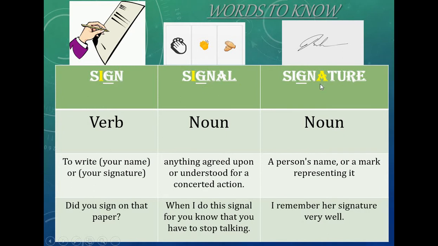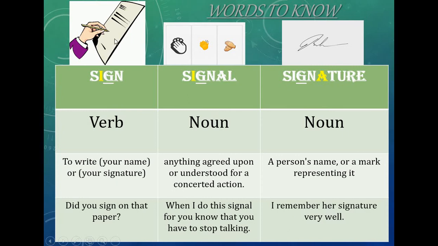Sign, signal, signature. Sign with I and silent G. Signal with I and I say the G. Signature with totally different pronunciation. Now the signature is the person's name or the mark that he uses to present himself as a person. I just need your signature on that paper, please. So you draw your name or mark your name in any way you want to show people that here is your signature. I remember her signature very well.